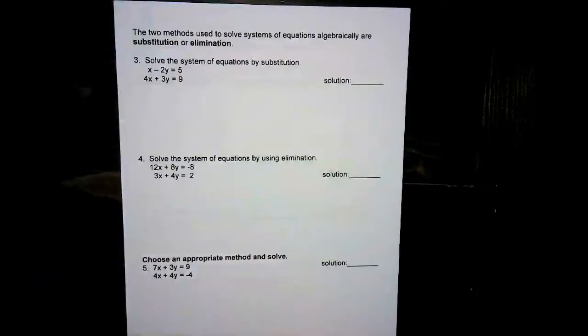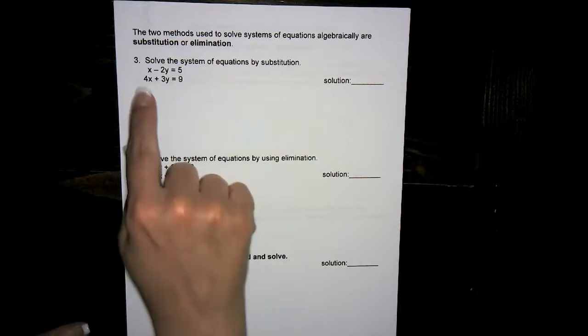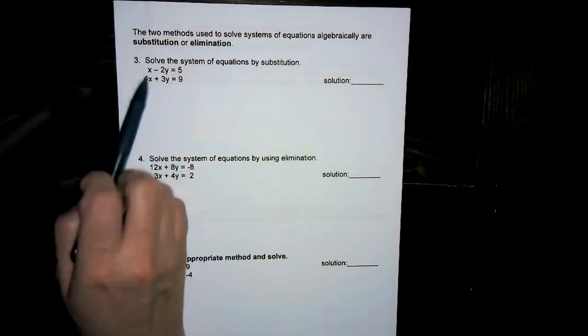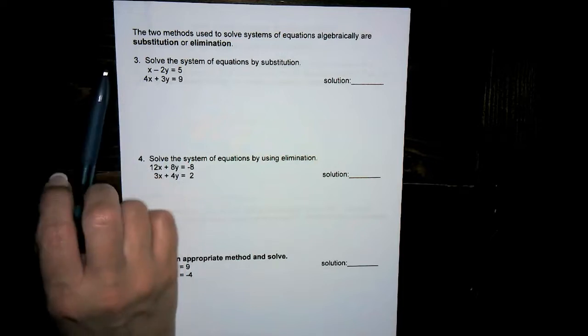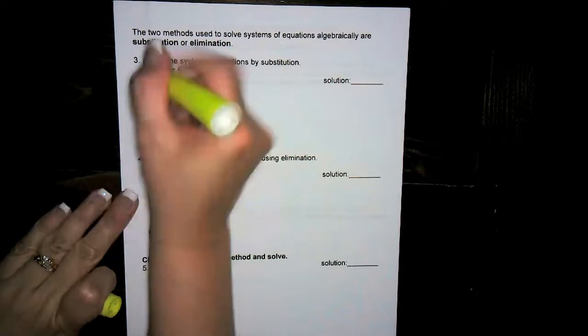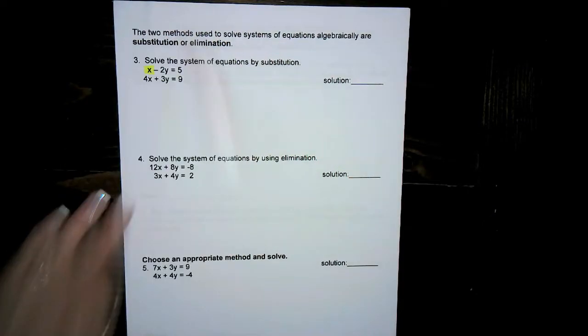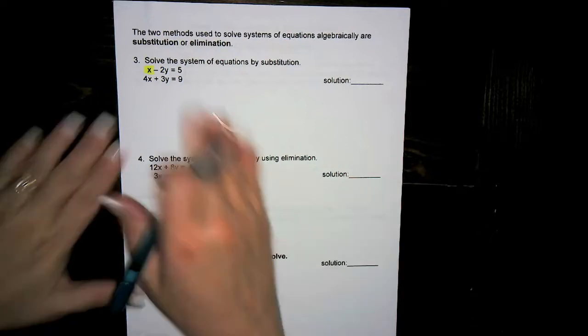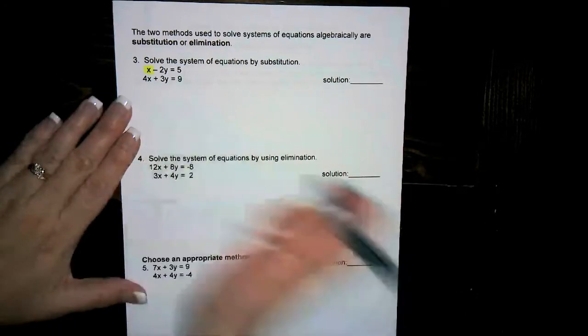Two more methods that we can look at are substitution and elimination. When we look at substitution, we want to first identify when substitution is best. Substitution is best when you notice that we have a variable that doesn't have a number written in front of it. Look at that x right there. There's no number written in front of it. That lets me know this is probably going to be a good use of substitution.